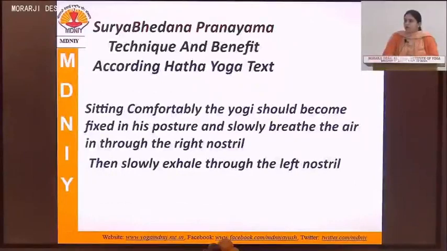So first of all, let us talk about Suryabhedan pranayam, its technique and benefits. You should sit comfortably. All the pranayam should be done in sitting position, except one that you can do in standing or walking also, but that should also be done ideally in the sitting position. That I will talk about later on in this lecture. So you should always in Suryabhedi inhale through the right and exhale slowly through the left. This should be done with closed eyes, of course.